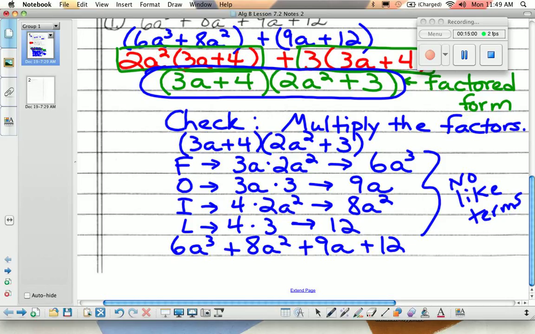Now we go back up and look to see, is that the 4-term polynomial we started with? It is. Then we say it checks. We did well. Good job.